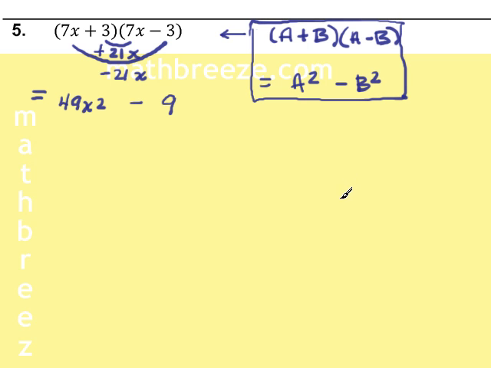Here we have 7x squared. This came from 7x times 7x. And the 9 came from 3 times 3, 3 squared. So we have something squared minus something squared.